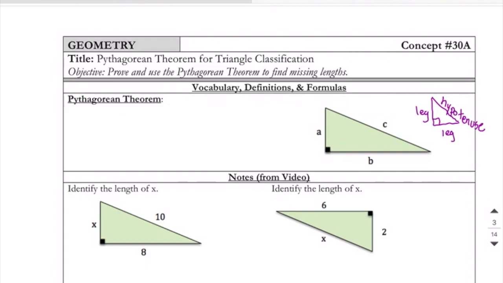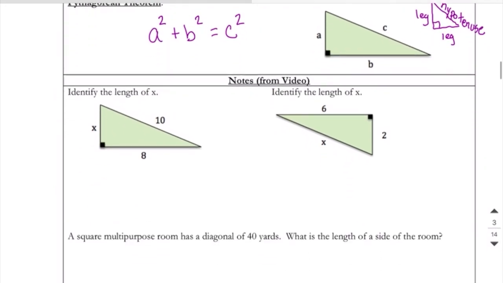So our Pythagorean theorem, if you remember, states that if you take one of the legs squared plus the other leg squared, it is going to equal the hypotenuse squared. So a squared plus b squared equals c squared. Okay, and we're going to use that theorem to solve for missing side lengths of a right triangle.